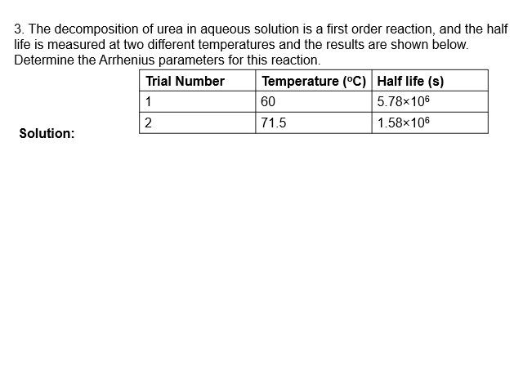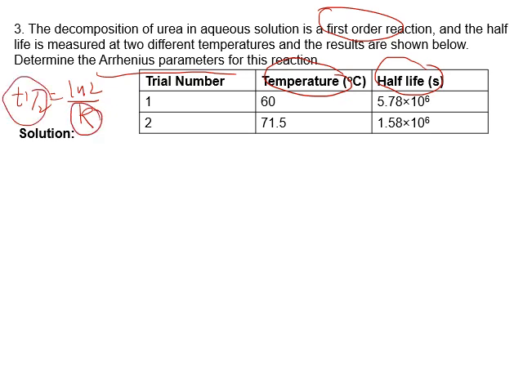In question number 3, it gives you the half-life at 2 different temperatures. It asks you to determine the Arrhenius parameters. From the characteristics of the first order reaction, we know that the half-life is ln 2 divided by k. In other words, if you know the half-life, you know the k constant. So from this table, we can calculate the k constant. So k1 can be calculated, k2 can be calculated.